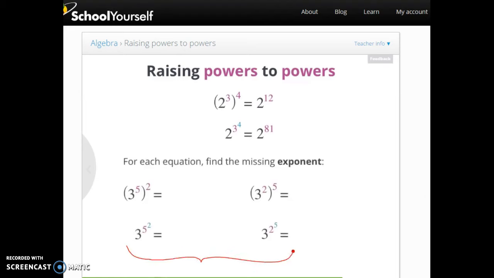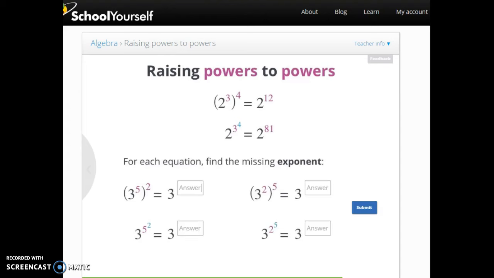Try a few more examples. Here are expressions with exponents of 5 and 2, but the order is different, and there are some parentheses here as well. For each equation, what's the missing exponent?